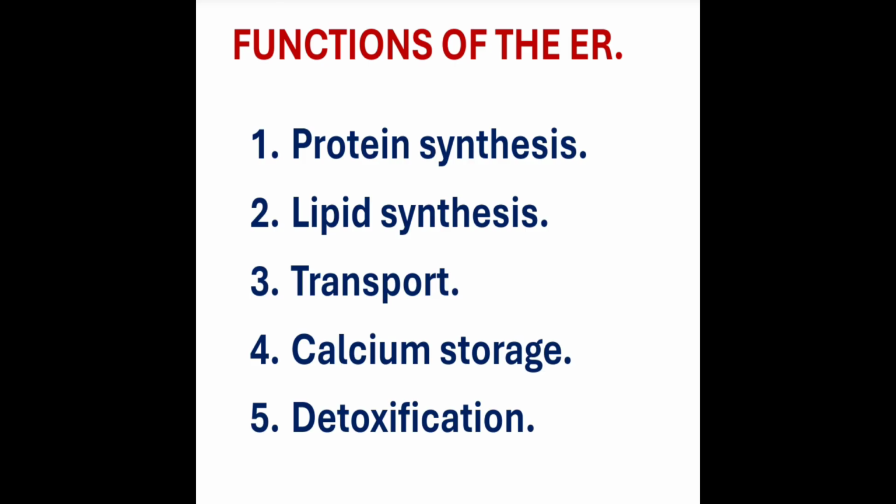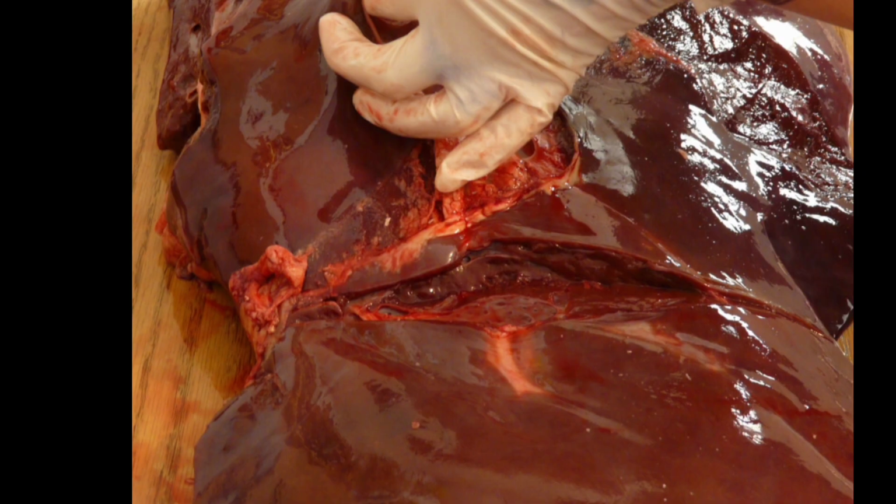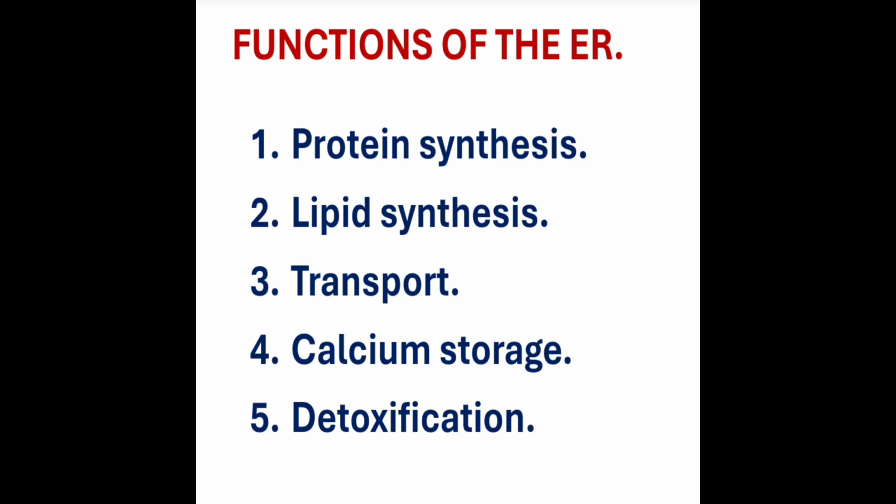Transport. The endoplasmic reticulum acts as a transport system, moving proteins, lipids, and other molecules to different parts of the cell. Calcium storage. The endoplasmic reticulum serves as the major storage of calcium ions, which are crucial for cell signaling and muscle contraction. The smooth endoplasmic reticulum can detoxify harmful substances in liver cells, and therefore liver cells contain an abundance of smooth endoplasmic reticulum.